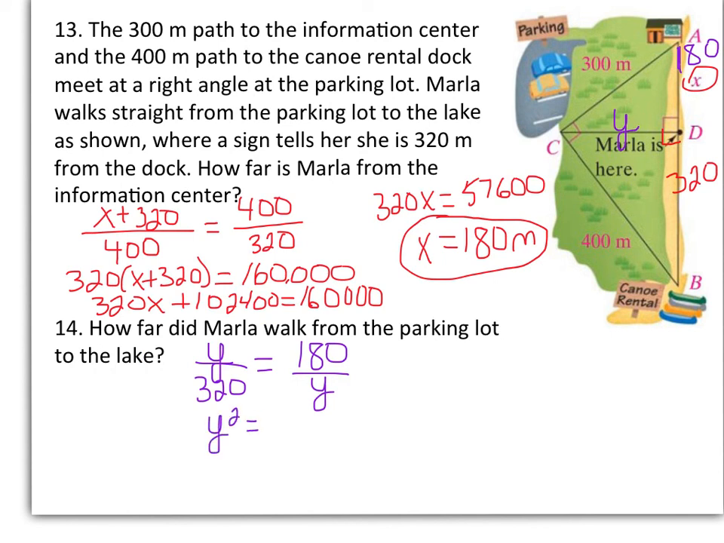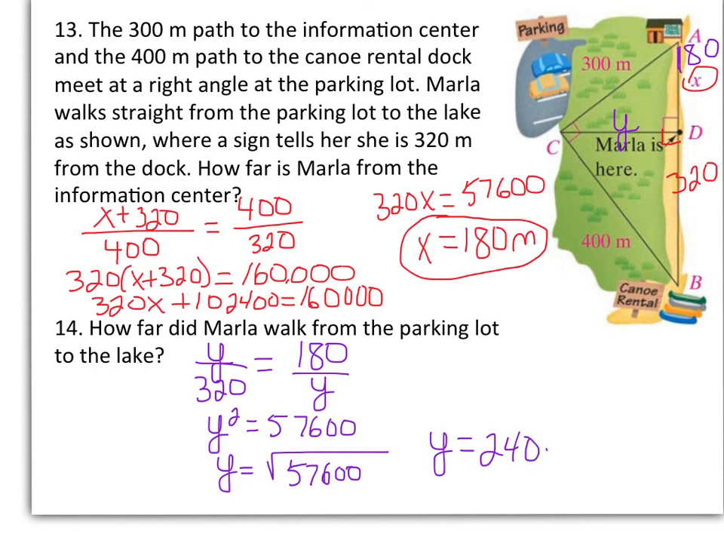Y squared equals 57,600. So y is the square root of that, which actually is a perfect square. So y is 240 meters. So she walked 240 meters from the parking lot to the lake.